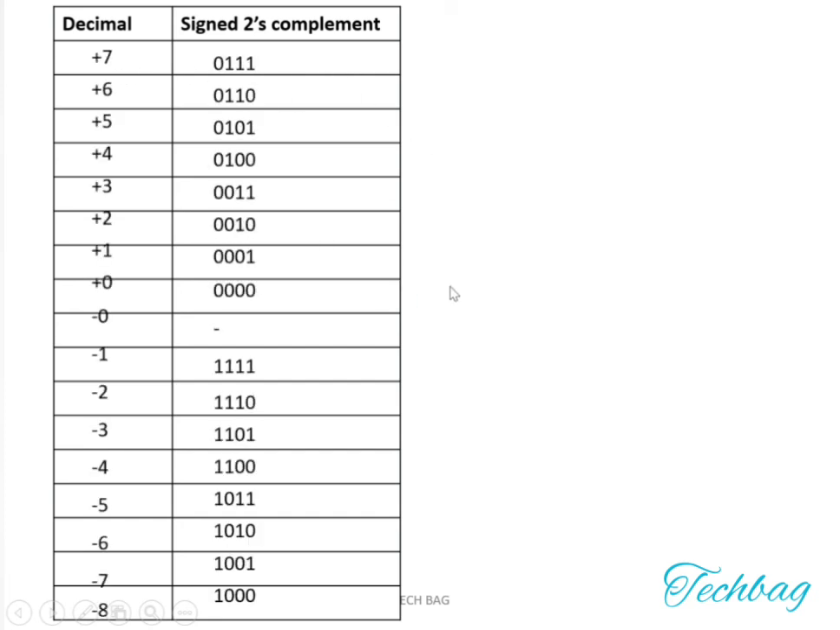This table shows the signed 2's complement representation of the given decimal number. Here, the representation of positive number is same as sign magnitude and 1's complement. And there is only one representation for 0. And by using these 4 bits, you can represent from minus 8 to plus 7 using this signed 2's complement representation. So in the next table, I will combine all the 3 representations.